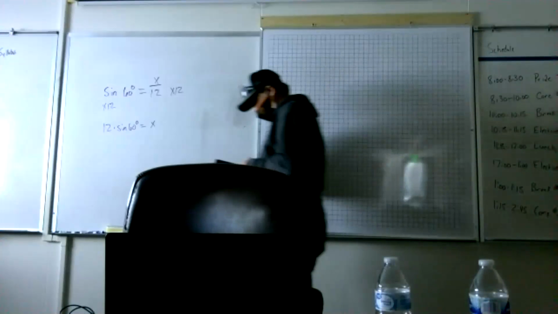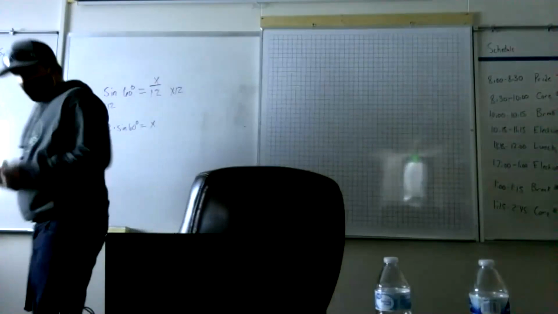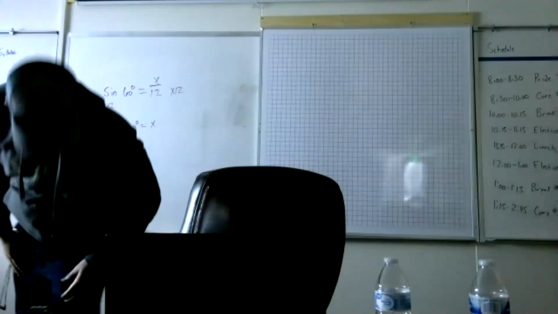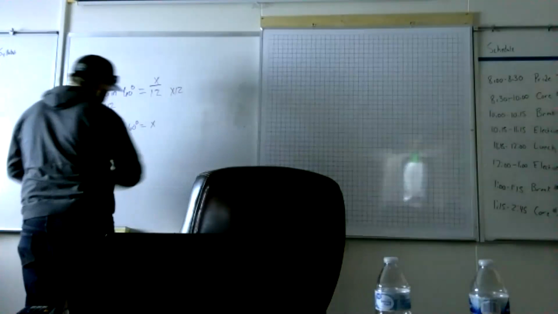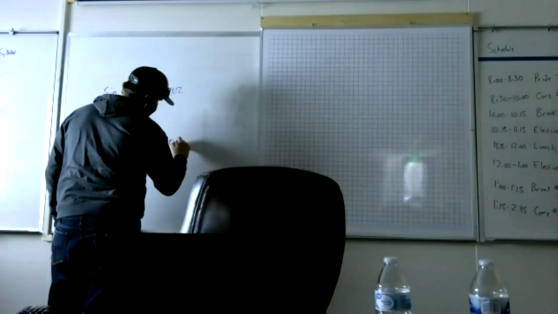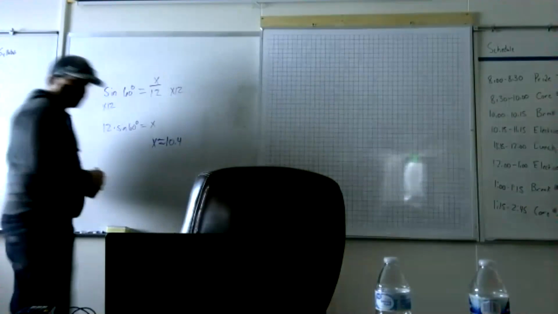Okay, so 12 times the sine of 60 is equal to 10.39, and it asks us to round to the nearest tenth if necessary, so I'm going to round that to 10.4. So x is equal to 10.4, or approximately, because I rounded.